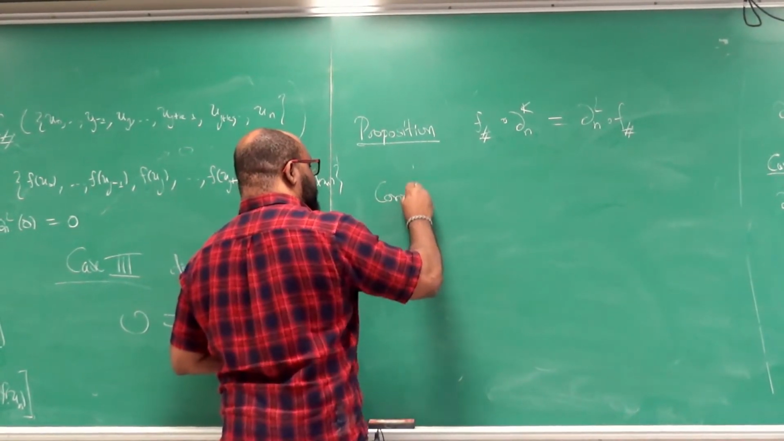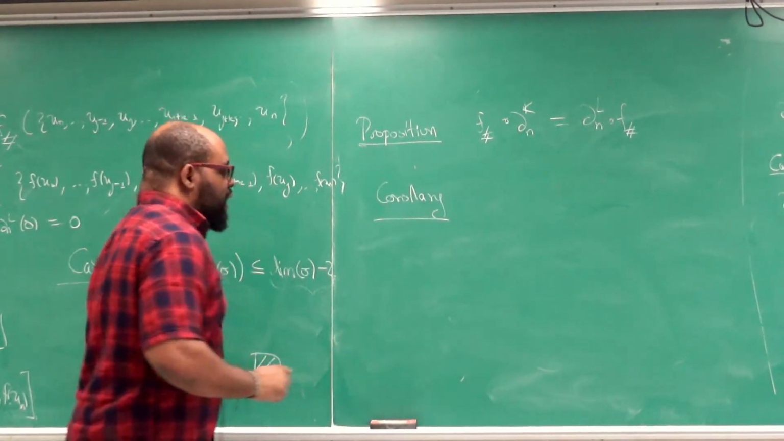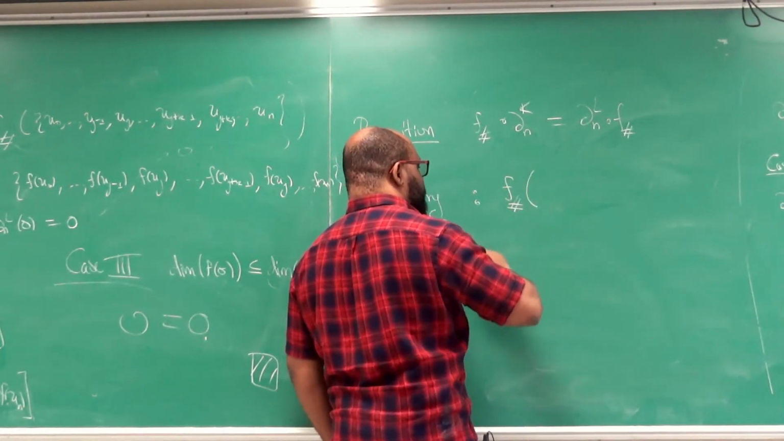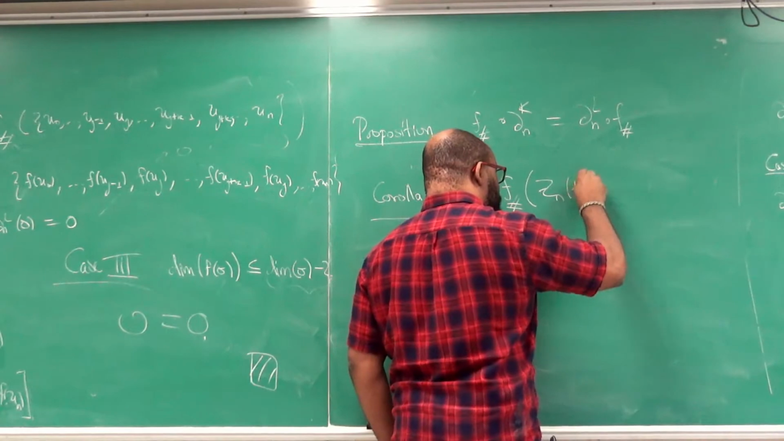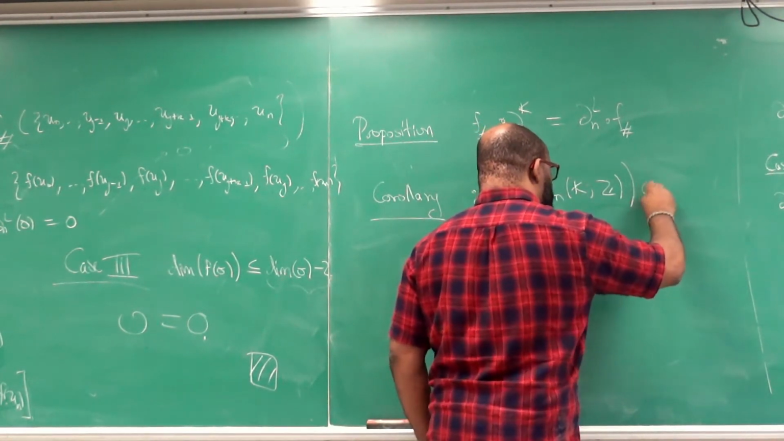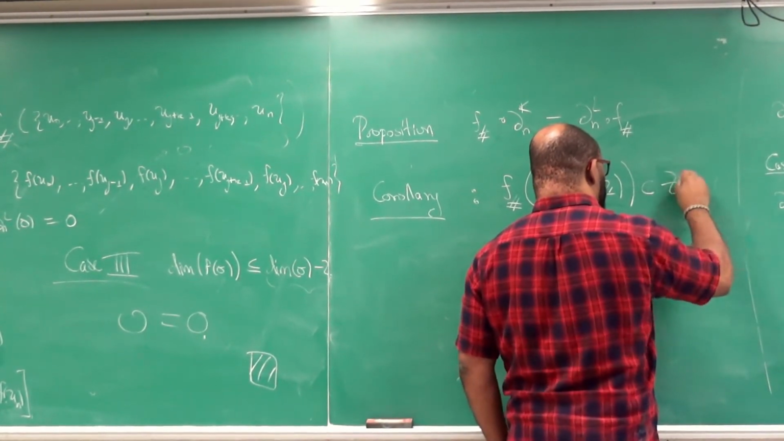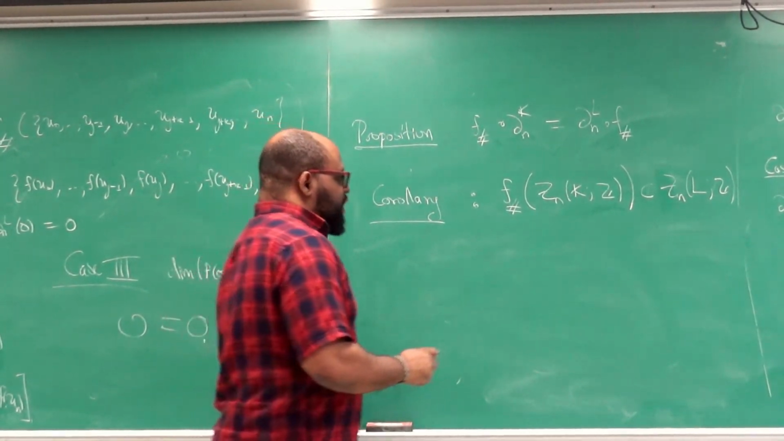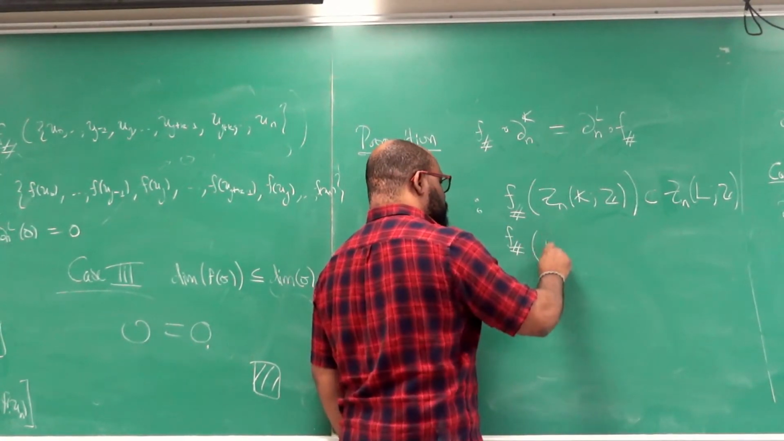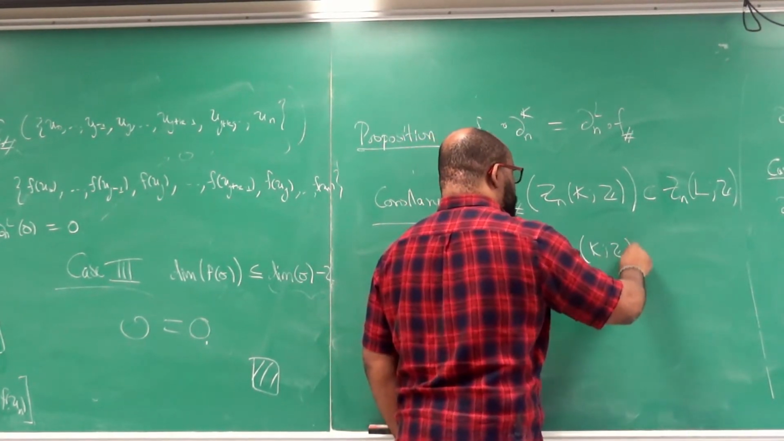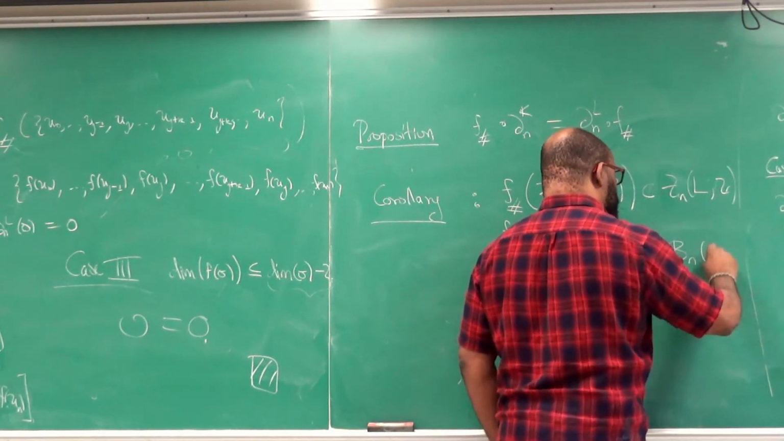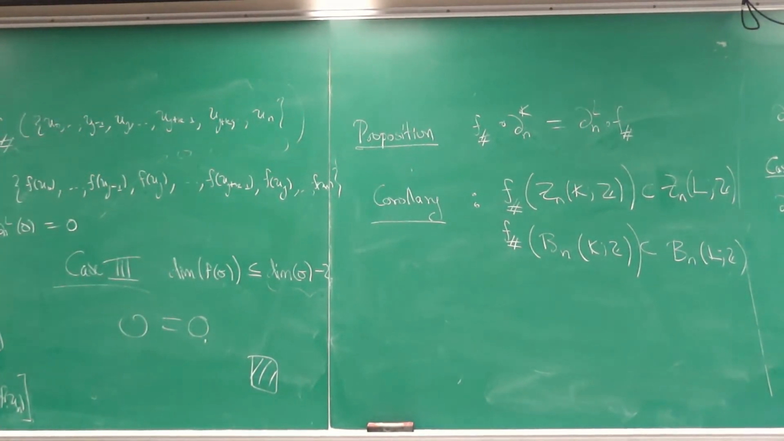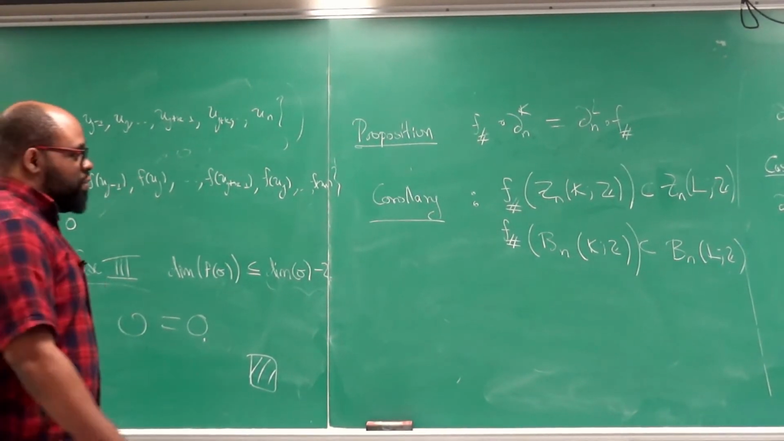So the first thing that one can say is that F sharp takes cycles to cycles. And it takes boundaries to boundaries as well. That is the first consequence.